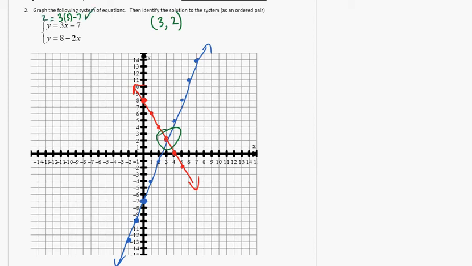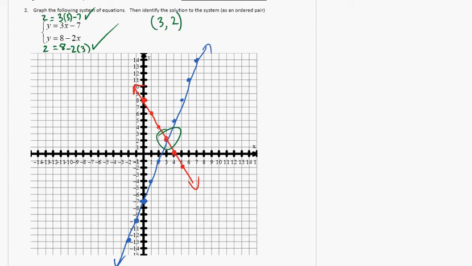Let's check the second equation. 8 minus 2 times 3. So that's 8 minus 6, which is again 2. It checks out in the second equation. So that really is the solution. It's the one point that makes both equations true.